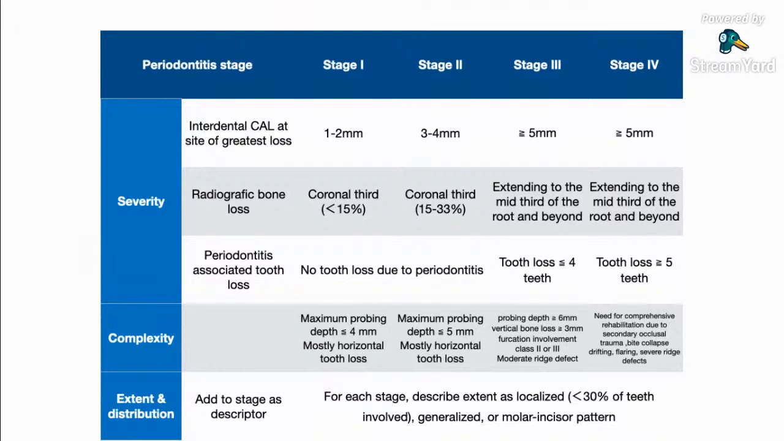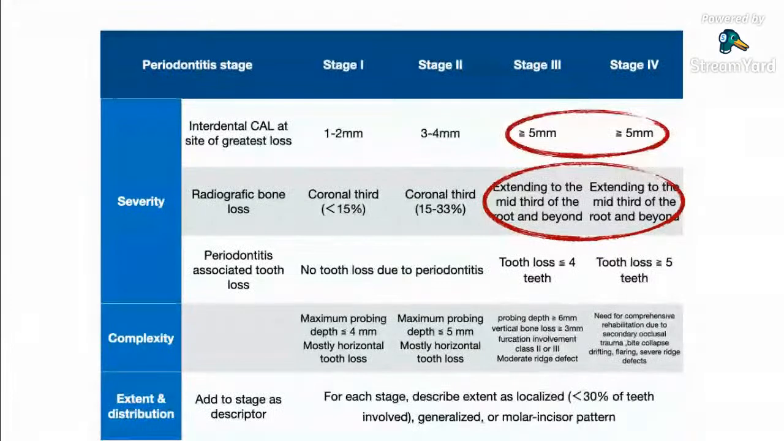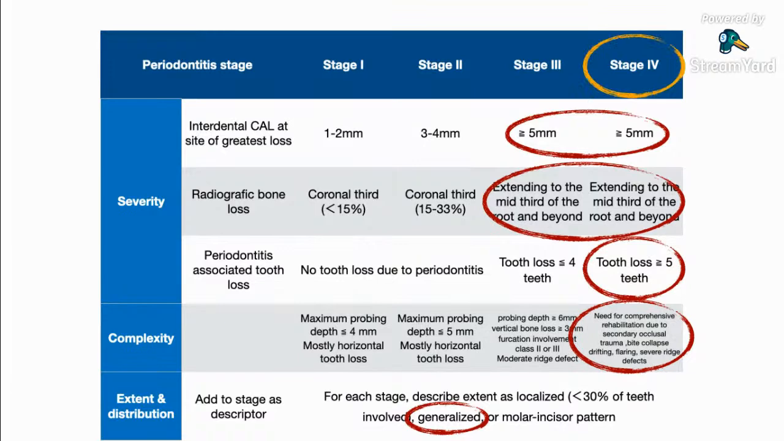For example, in this case the clinical attachment loss is more than 5 millimeters, and the radiographic bone loss was extending to the mid third of the root and beyond the apex. And tooth loss associated with periodontitis was more than 5 teeth. And he needed a comprehensive rehabilitation, and the extent was generalized. So we assigned stage 4.